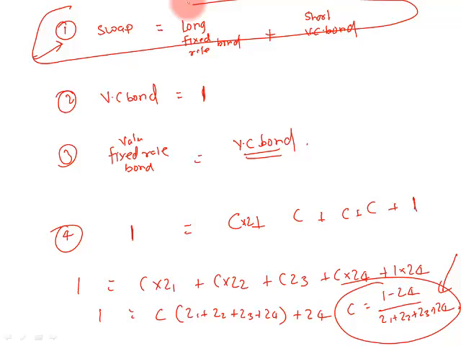Here you have 4 coupons. If we have 5, then it gives 1 minus Z5 divided by the sum of 5 discount factors. If you have only 3 coupons, it is 1 minus Z3 divided by the sum of 3 discount factors. Are we clear?